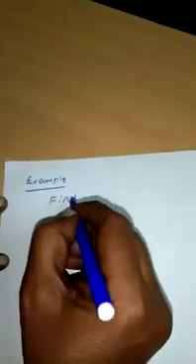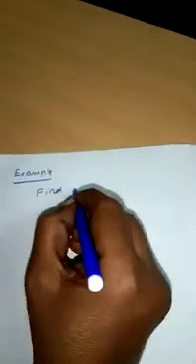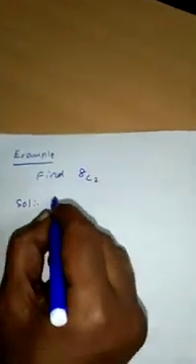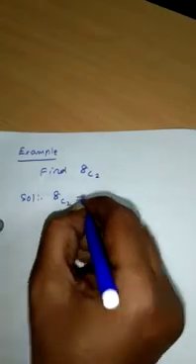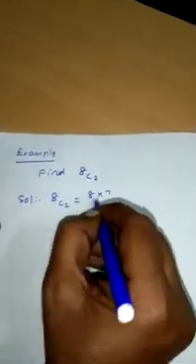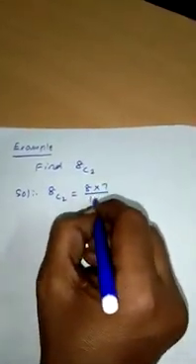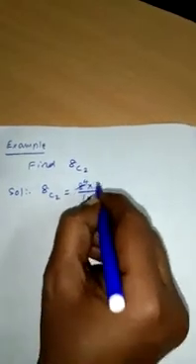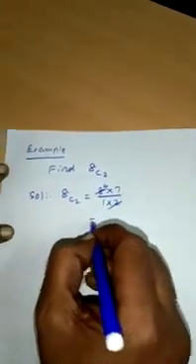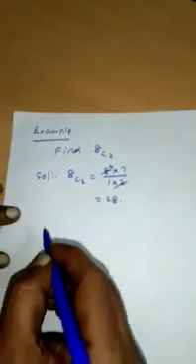Example. Find 8C2. Solution. 8C2 is equal to 8 into 7, 2 numbers, by 1 into 2. 28 is the answer.